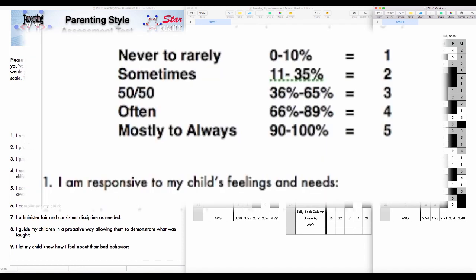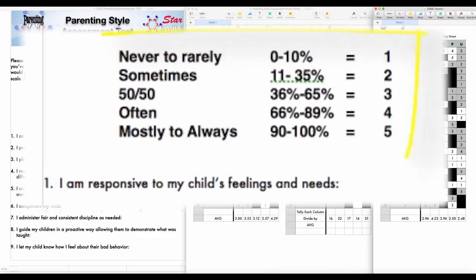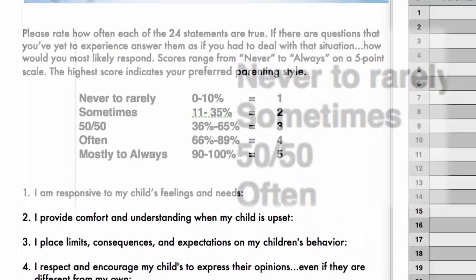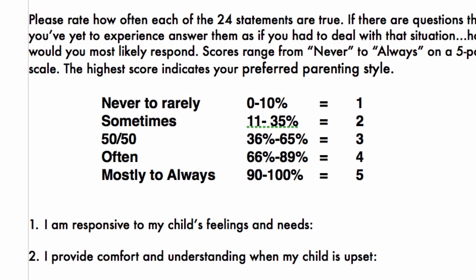The way we're going to do this is you're going to rate each of these questions on a scale of 1 to 5. All right? 1 basically means that you never or rarely do these things or feel this way, whatever the question is. For example, I am responsive to my child's feelings and needs. If you never to rarely do that, then you would give it a 1. I have a scale here. If you like percentages, I do it 10% of the time or all the way down to 0.